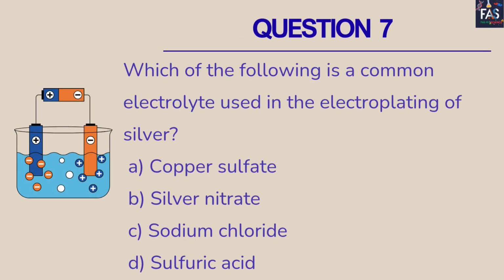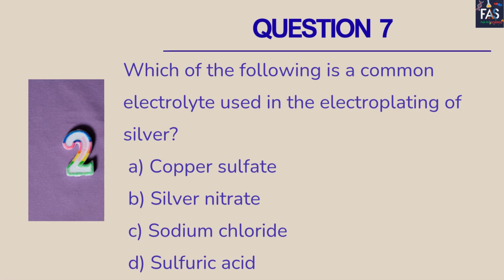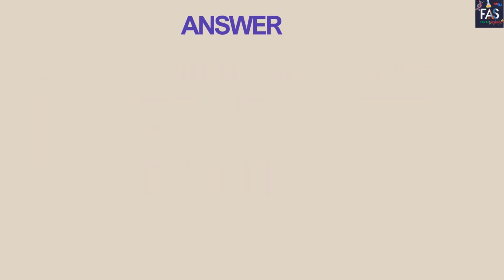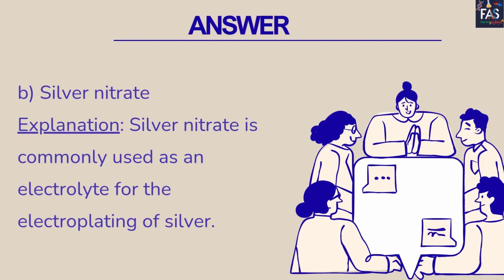Question 7. Which of the following is a common electrolyte used in the electroplating of silver? A. Copper sulfate. B. Silver nitrate. C. Sodium chloride. D. Sulfuric acid. Answer B. Silver nitrate. Silver nitrate is commonly used as an electrolyte for the electroplating of silver.